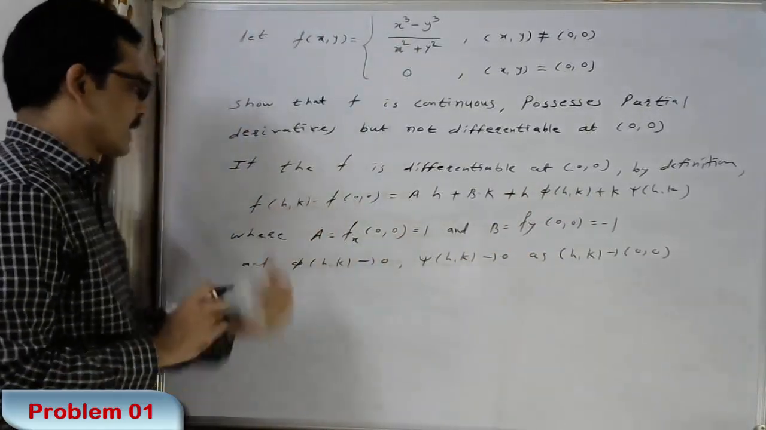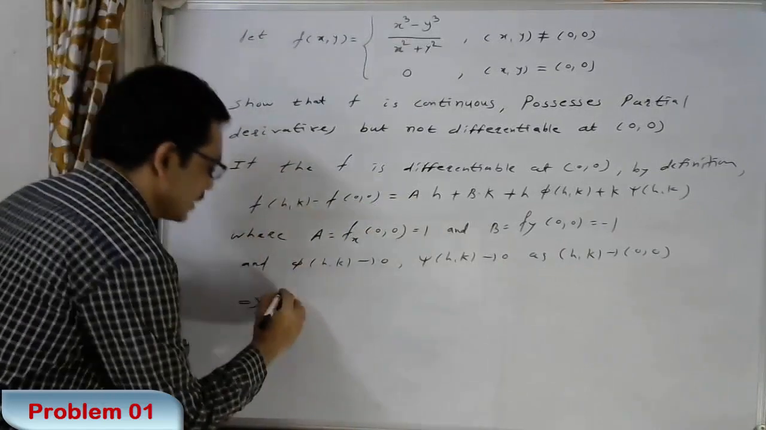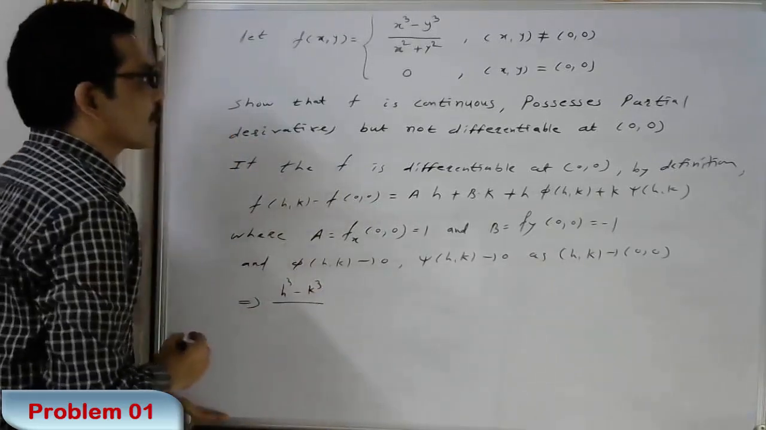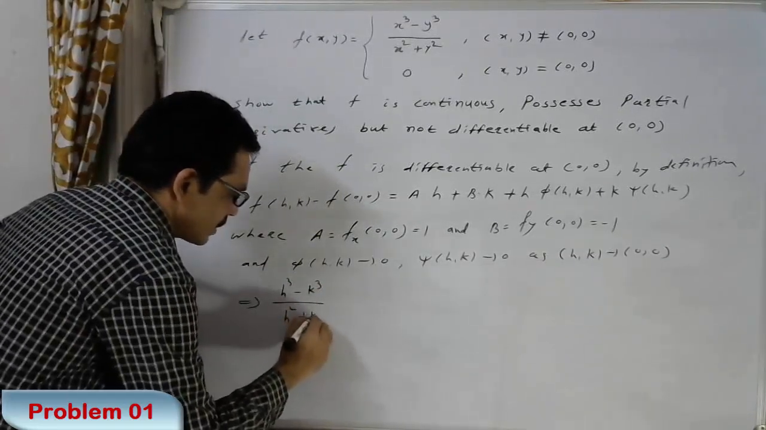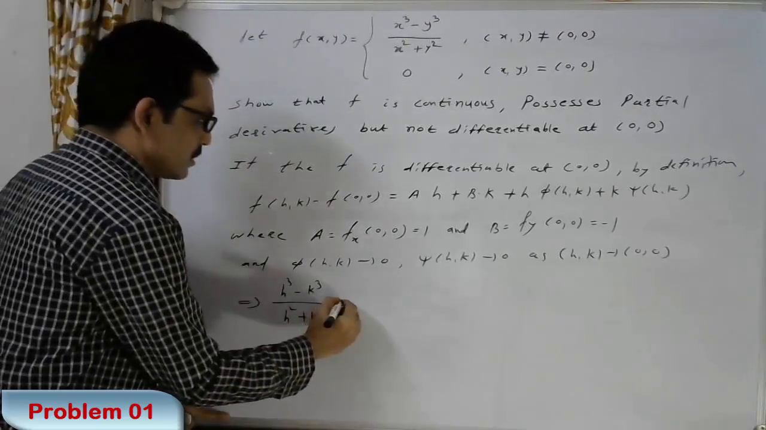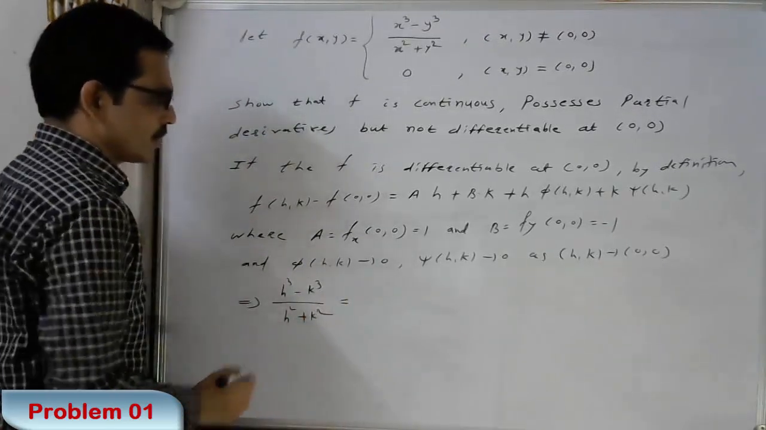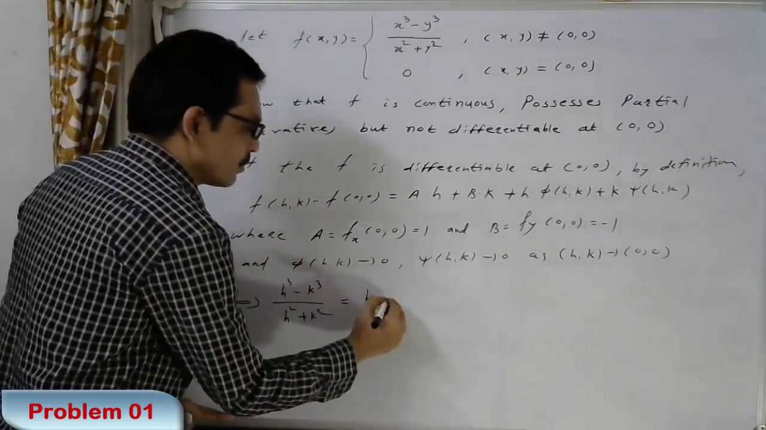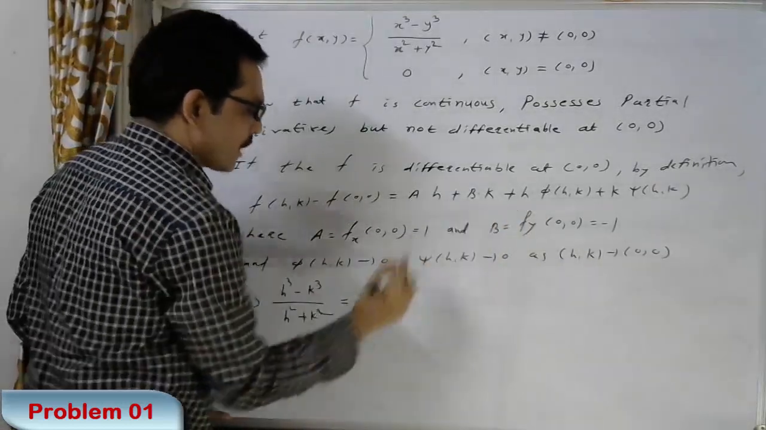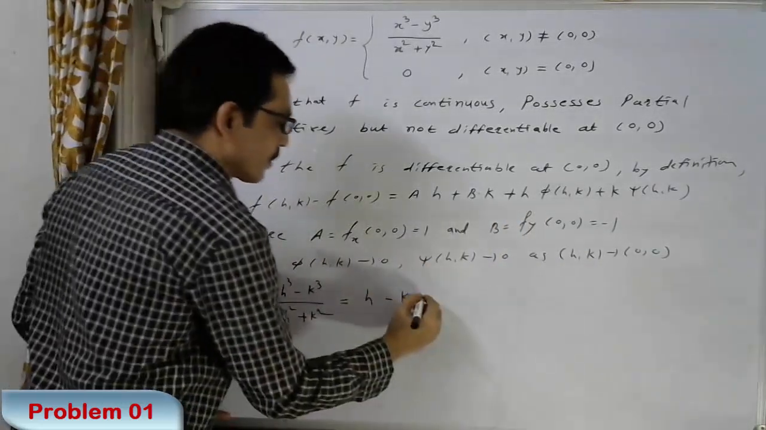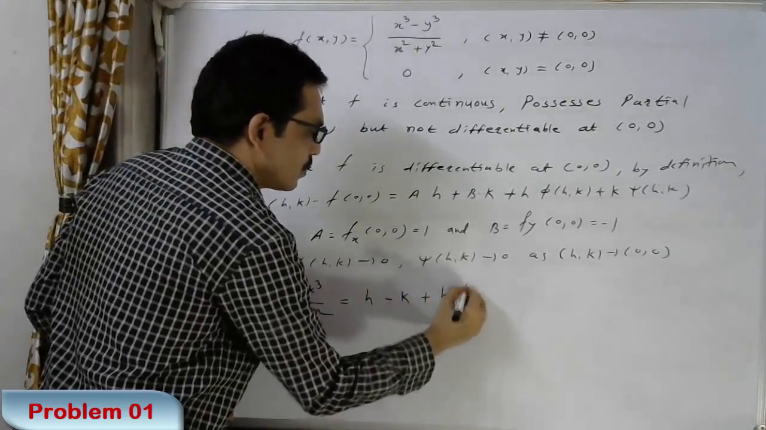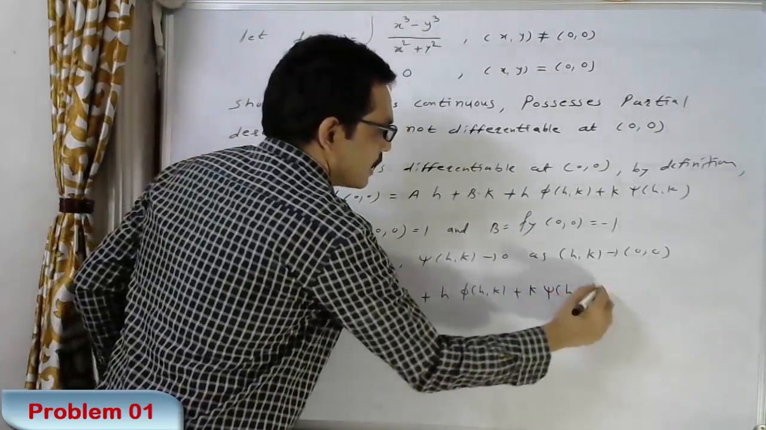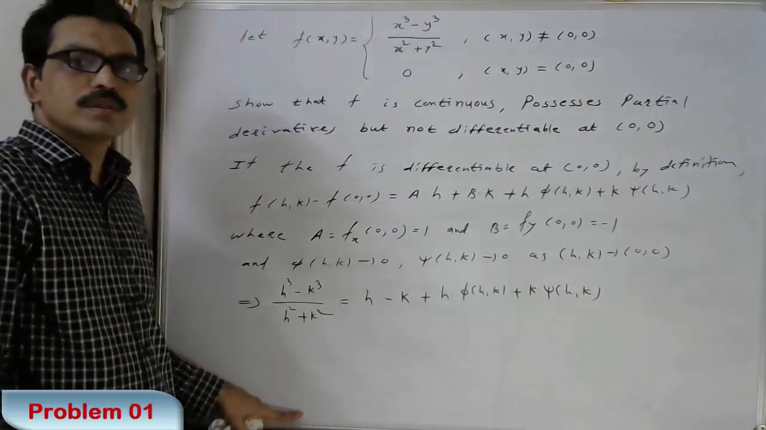Then this implies that the function f(h,k), that is here we write (h cube minus k cube) divided by (h square plus k square) minus 0, is equal to, the value of a is 1, so h, plus b, the value of b is minus 1, that is minus k, plus h into phi(h,k) plus k into psi(h,k).